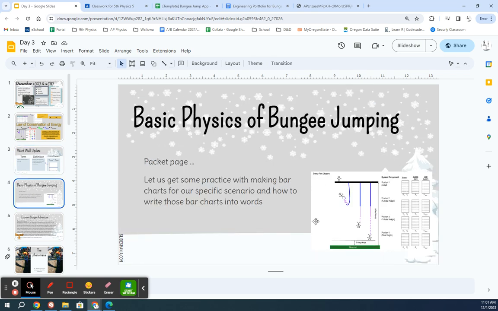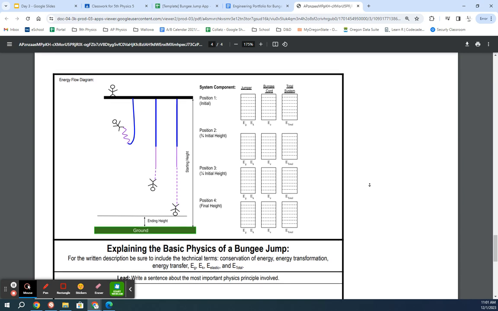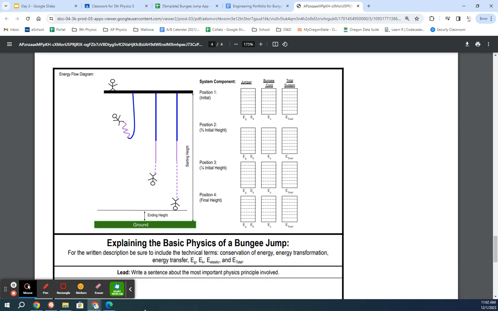So looking at the basic physics of bungee jumping, again, we've been doing some bar charts in the last couple of days with the PhET simulation and with the different scenarios that we watched videos on. We do have a paper copy of this for you guys to take a look at, and we're going to look at how we would fill that in. So you can pull out your paper for that. Again, you're going to want to pause the video here so that you guys can have a chance to fill that in, and then we'll take a look at it together in a minute.